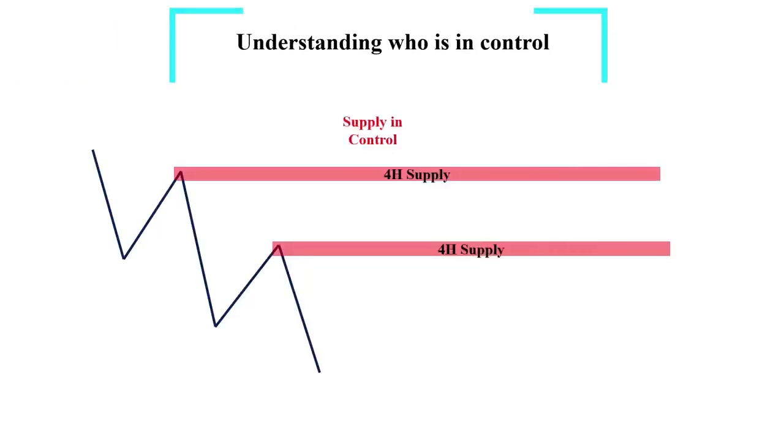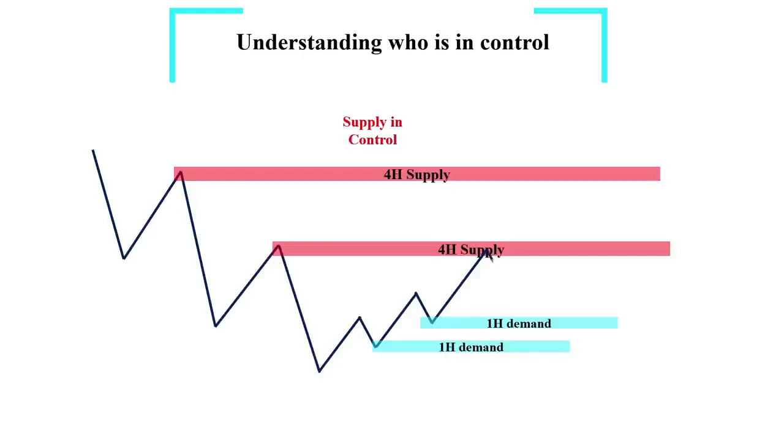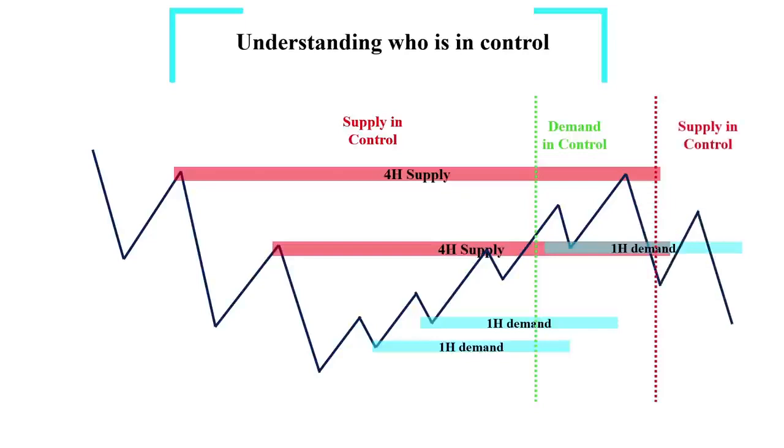Look at this example. Imagine this is 4-hour structure, and we can clearly see that we are in a downtrend, so supply is in control. Although we have a short-term uptrend, as long as we stay below the 4-hour supply zone, we have a bearish bias. But if we break the major 4-hour supply zone, we can establish that demand took control. And as long as we stay above the major demand zones, we have a bullish bias. But if we break the demand zone to the downside, we can establish the uptrend is over and supply takes control.